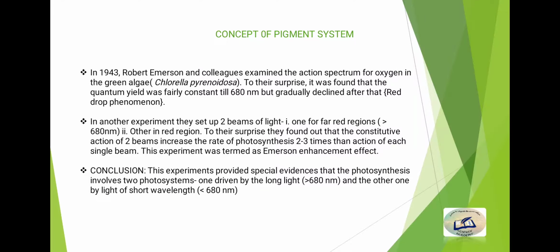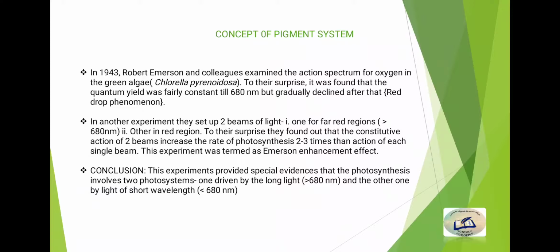Now lastly we will study the concept of the pigment system. How did this pigment system come into work, and who discovered it? It was Sir Robert Emerson and his colleagues, again in the year 1943. What they did: Robert Emerson and Clarton Lewis examined the action spectrum of oxygen in green algae.